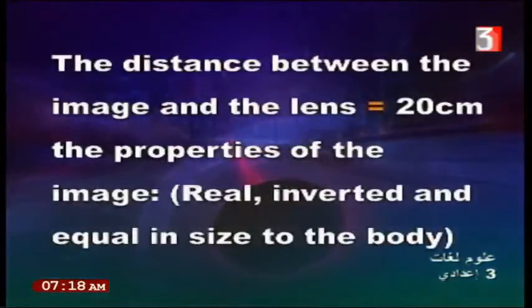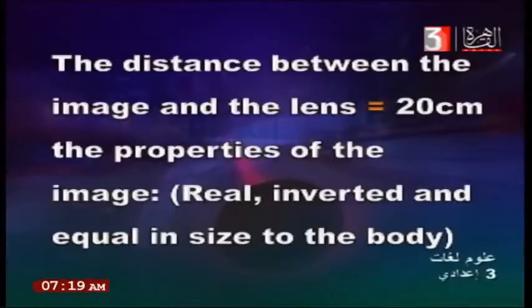The answer of this question: the distance between the image and the lens equals 20 centimeters, because the object is at the center of curvature, so the image is formed at the center of curvature. The properties of this image are real, inverted, and equal in size to the object. So if the object length equals 5 centimeters, the image will be 5 centimeters.